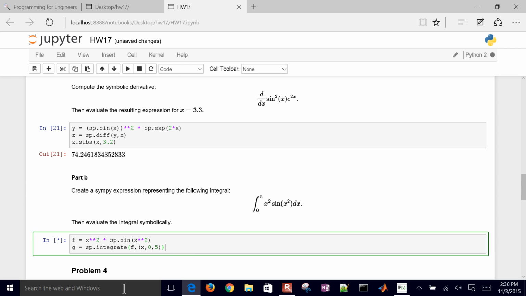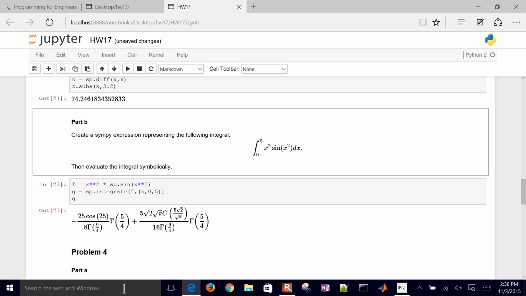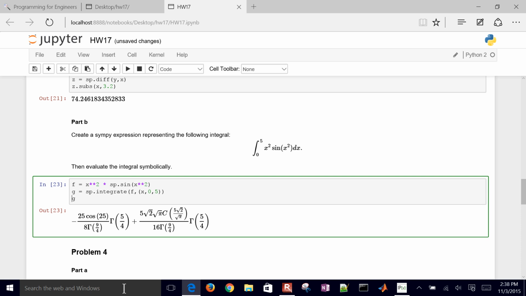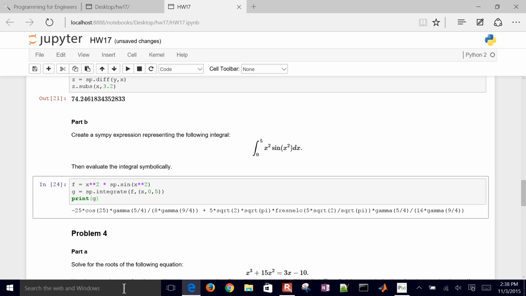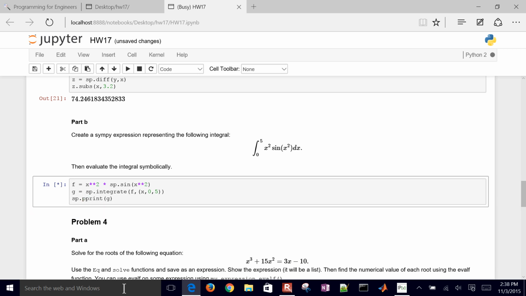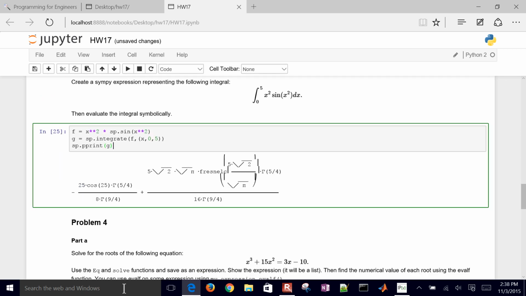Okay, so it's going to evaluate that, and then if I just print out g, then it will evaluate this and return the integral. Okay, so there it is. It looks a little bit messy. If I do something like print g, it's going to look even a little bit worse. Okay, so it's not too bad. And if I do the SymPy print, it's going to look really bad. Okay, so that doesn't make a lot of sense.